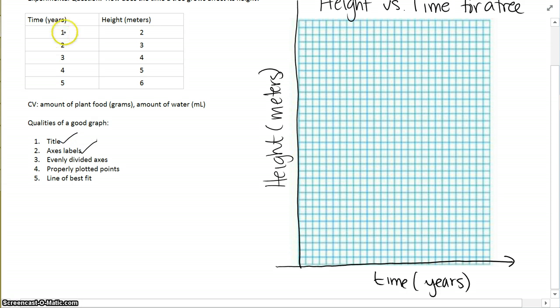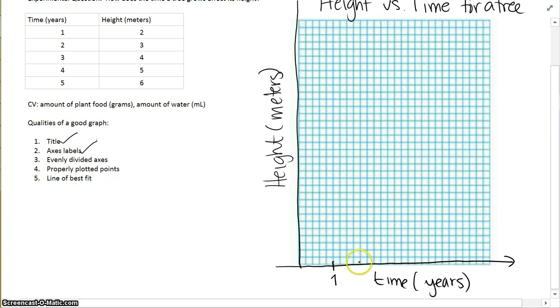So I need to get up to 5 years, and I have 1, 2, 3, 4, 5, 6, 7, 8, 9, 10, 11, 12, 13, 14, 15, 16, 17, 18, 19, 20, 21, 22, 23, 24, 25, 26, 27, 28. So I have 28 squares and I need to get to 5. I want to use as many squares as possible, so I'm going to count by 5 squares.